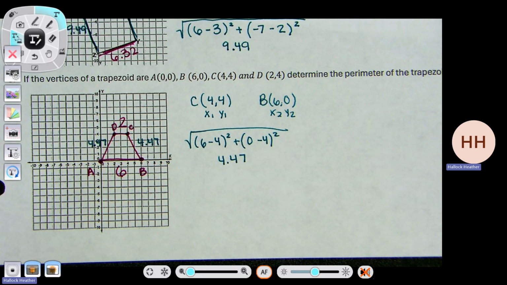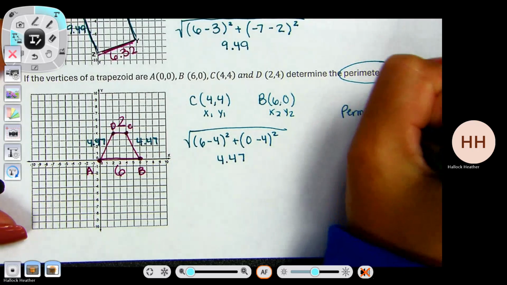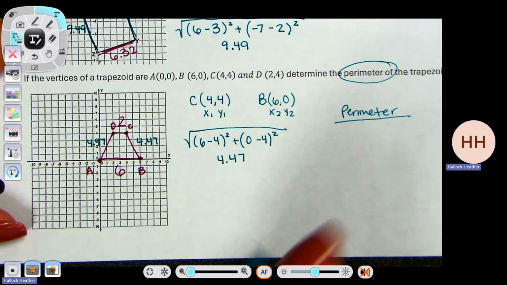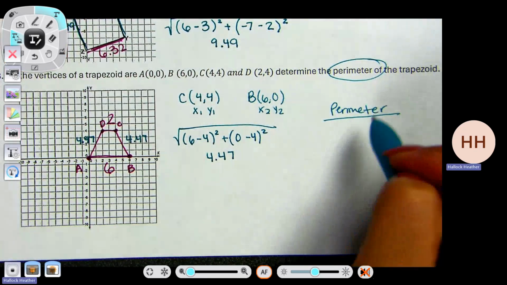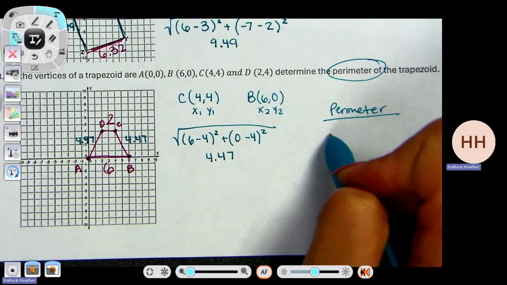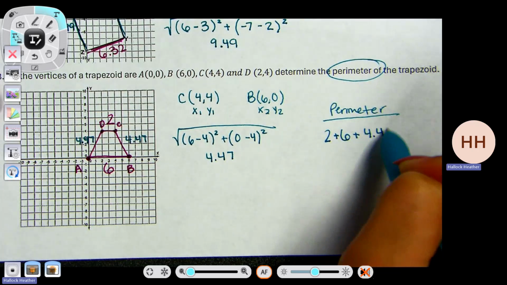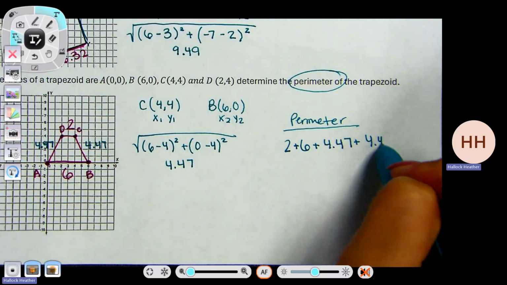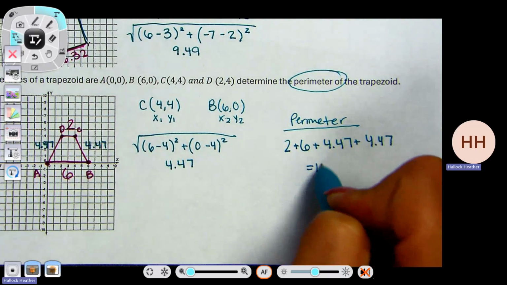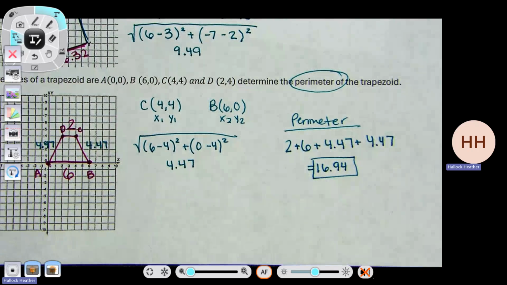Okay. So we're going to find the perimeter because all it says is the perimeter. So perimeter, what am I going to do? Add them all up. So what do I get? 16.94. So you're doing 2 plus 6 plus 4.47 plus 4.47. So you should get 16.94.